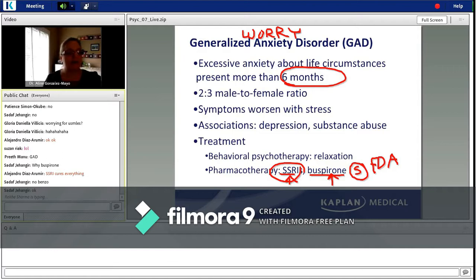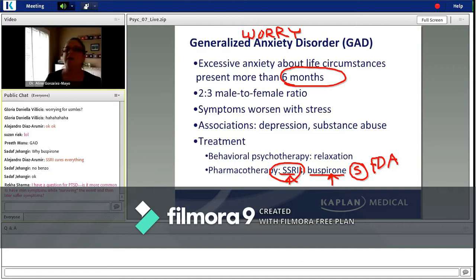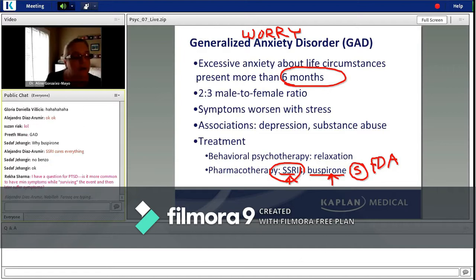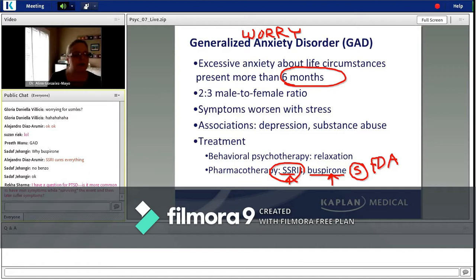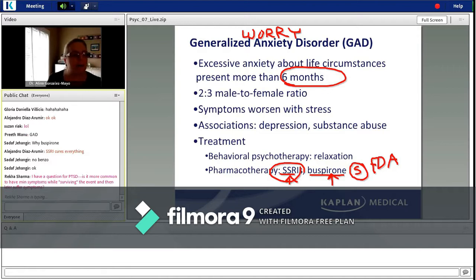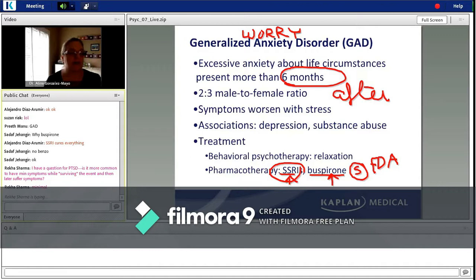So any questions on anxiety? All right. Is it more common to have symptoms while surviving the event and then later suffer? I don't understand. Do you mean minimal symptoms? You tend to have more symptoms after than before. So while you're in the trauma, your symptoms are not as bad as after, because after then it's prolonged. That is correct, yes.